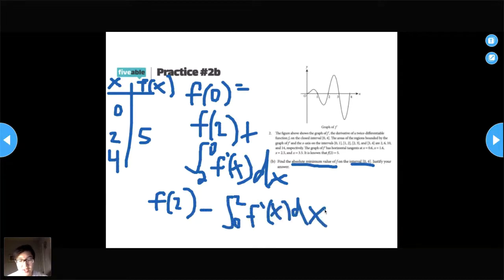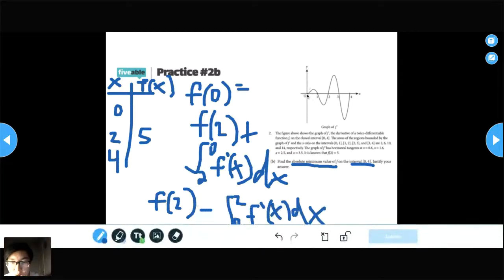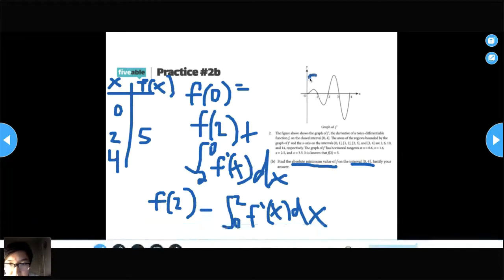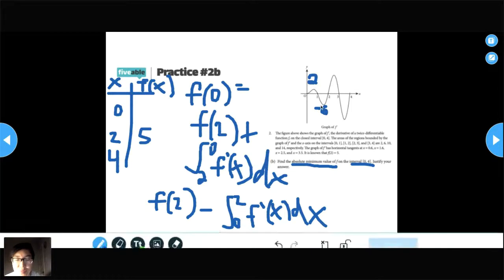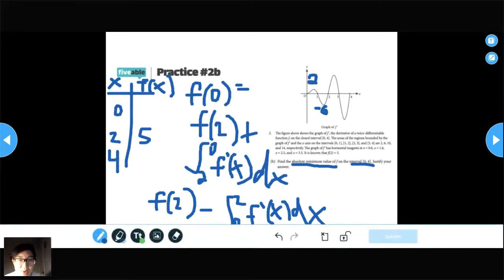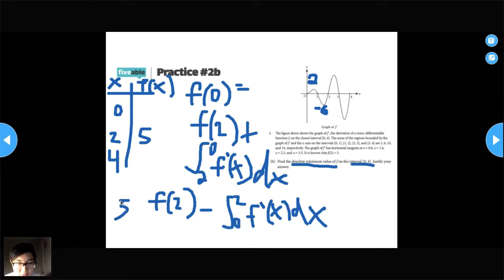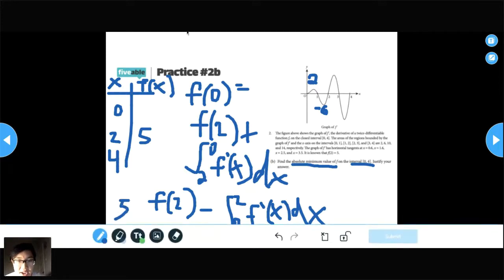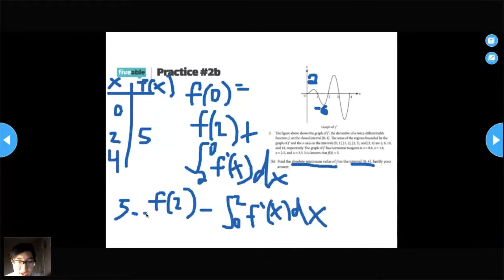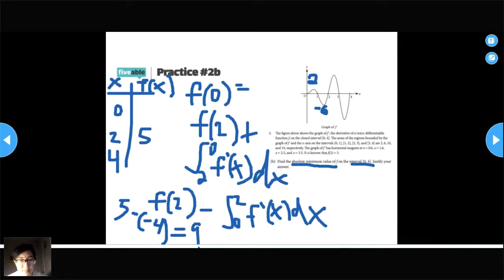And so then what they tell us is 0 to 1 is 2, and 1 to 2 is technically negative 6. So we would do 2 minus 6. And so then we would get f of 2 is 5. And so then we are subtracting negative 4. And so then we get that f of 0 is equal to 9.